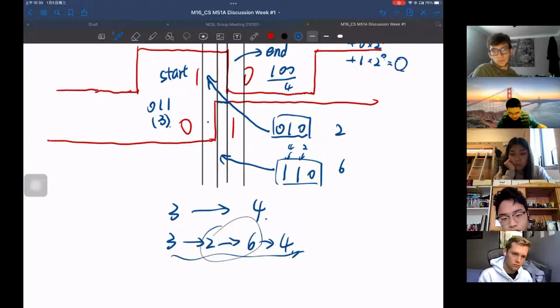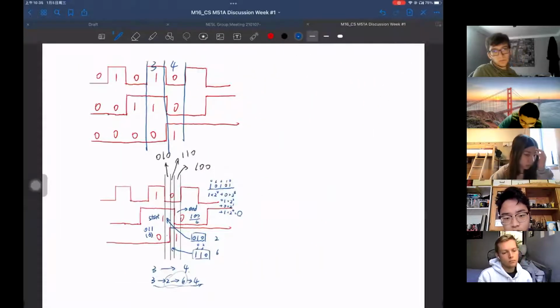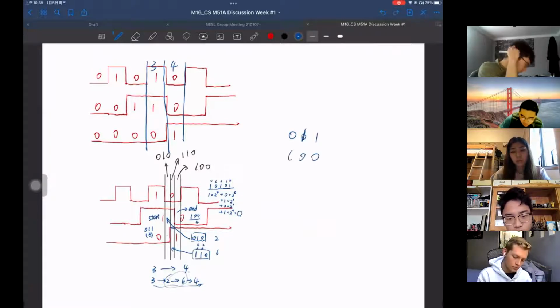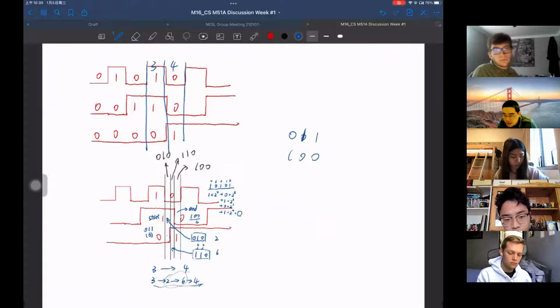Imagine you are looking at a watch. It's now 3 p.m. Now it turns to 4. It becomes 3 and 2, then 6 and 4. That's going to cause problems. The root cause of such a problem is because from 011 to 100, we have 3 bits jumping simultaneously.